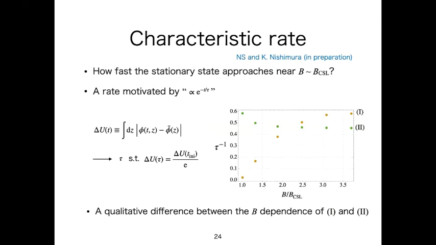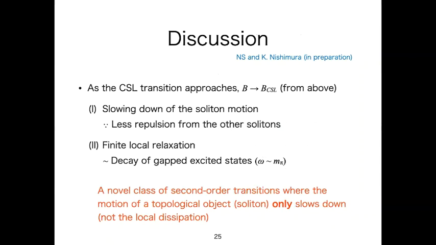So let us quantify this behavior. We quantify how fast this stationary state appears near B equals B_CSL, and we define a characteristic rate motivated by exponential decay. We compute the deviation of the pion configuration from the ground state, integrated over the total system, and obtain the characteristic time tau such that the initial deviation decays exponentially. This is the figure that I showed in the introduction. So you can see different magnetic field behavior for each of the initial configurations. Okay, discussion.